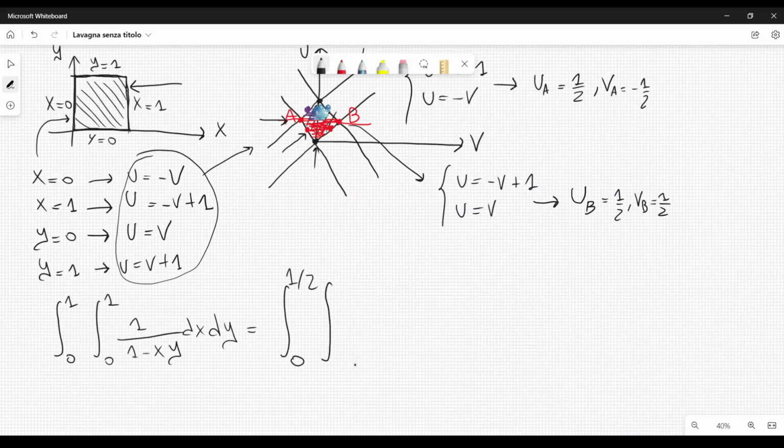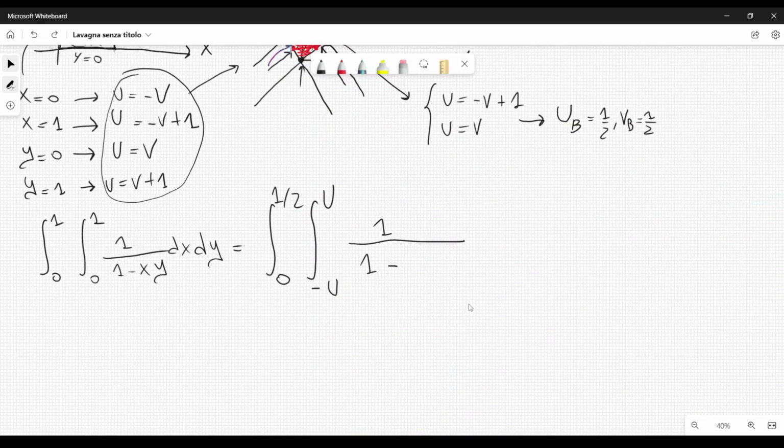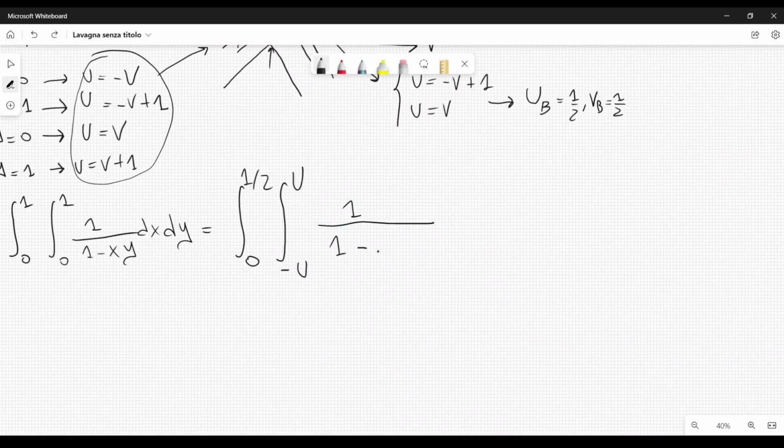And then we integrate from this line here, as I said, where we know that v is equal to minus u, so we have to integrate from minus u to this line here where v is equal to u, so we have to put u here. Then we have 1 over 1 minus xy, which will become 1 minus x times y. Remember the definition for x and y here, so we have to multiply u plus v times u minus v, and here we will have minus u squared plus v squared.